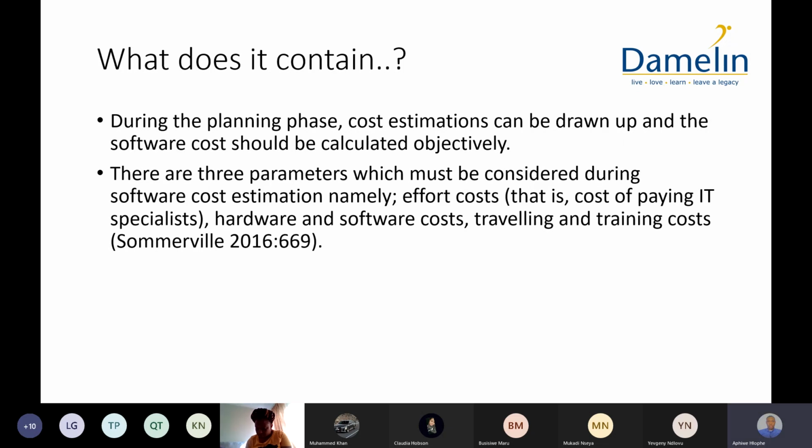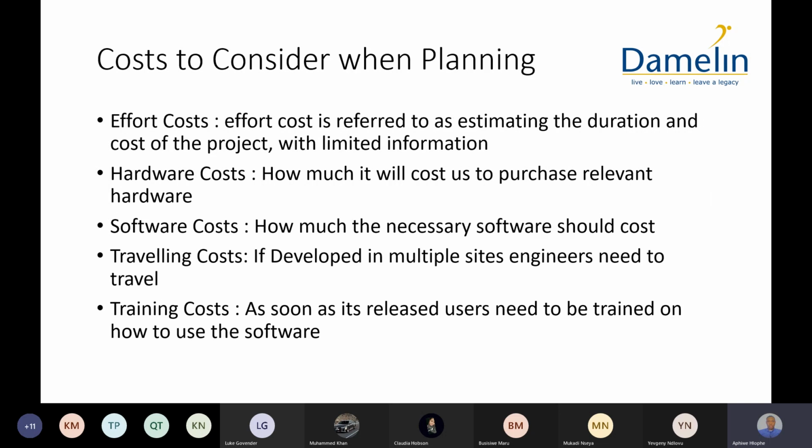So what does it contain, or what does this project plan really address? During the planning phase, cost estimations can be drawn up and the software cost should be calculated objectively, okay? So you must be able to do itemized billing, okay? This is how much this item will cost. This is how much this particular person's hours will cost us. There are 3 parameters which must be considered during the software cost estimation, namely effort cost, that is cost of paying IT specialist, hardware and software cost, traveling and training costs. Okay, so in the next slide, we're just going to talk about one individually.